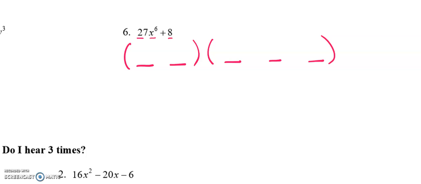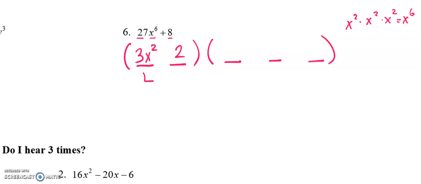All right, so let's look at the 27. The cube root of 27 is 3. The cube root of x to the 6th, 6 divided by 3, is going to be an x squared. x squared times x squared times x squared gives us x to the 6th power. Then I look at the 8. The cube root of 8 is 2.